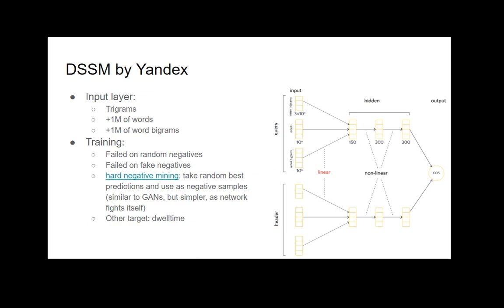So they did what? Instead of using particular samples, they used random samples, saying let's grab a random pair. For some reason, this query and this random header can be relevant, but in most cases, they will not. So in the majority of cases, they will not be similar.